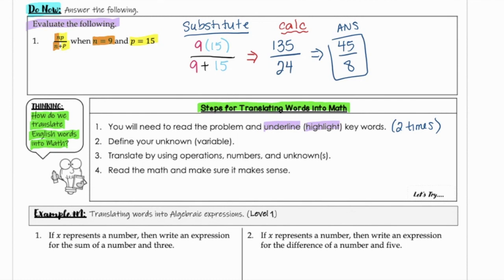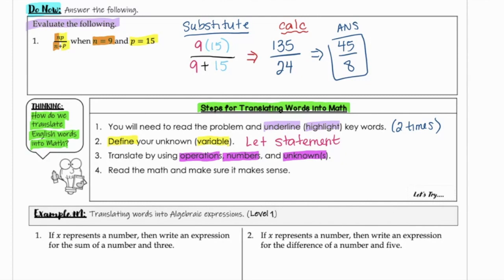Next thing, define your unknown. Define your variable. So you must always have a let statement. And you'll see what that means. All right, number 3, translate by using operations, numbers, and unknowns or an unknown. So once I've highlighted, I've already identified these pieces of information. So this should be a little bit simpler to do.